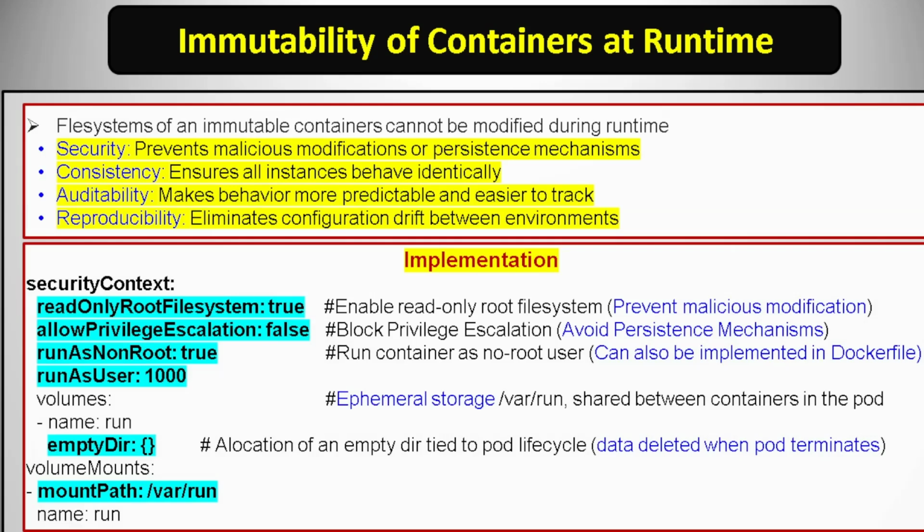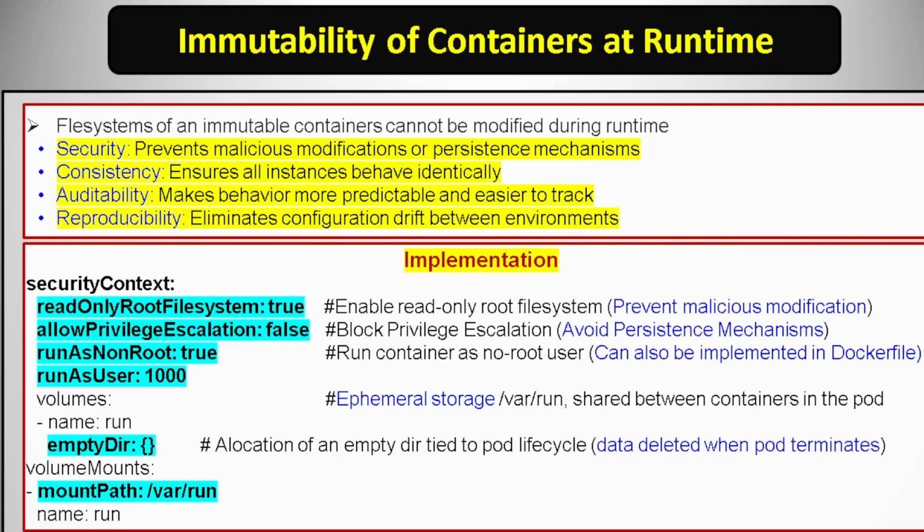Immutable containers are like sealed vaults. Their file system cannot be modified after deployment. Here's why this is a game changer for security. It provides security: it prevents malware from injecting scripts or backdoors into a running container. It provides consistency: no more "it works on my system only." Every instance behaves identically. It provides auditability, with predictable behavior making detecting anomalies easier. It provides reproducibility, which eliminates configuration drift between environments.